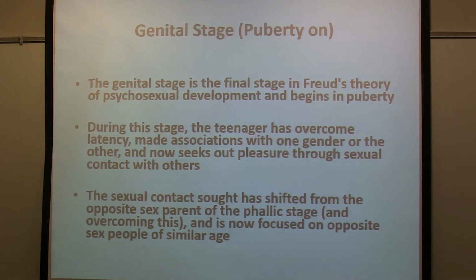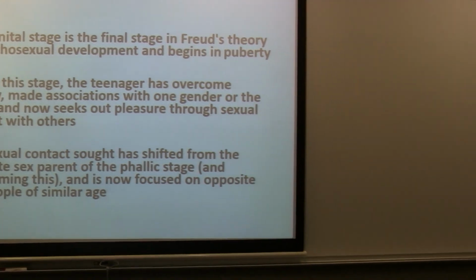The genital stage is actually from the stage of puberty onward. And the genital stage is the final stage that, in Freud's theory, that he discussed. And the teenager has overcome latency and really has begun to make associations with one gender or the other, and now seeks out, after having repressed it in latency, sexual pleasure through contact with others. And the sexual contact sought has shifted from the opposite sex parents of the phallic stage, and overcoming this, it is now focused on the opposite sex people of similar age. And we know that modern theorists would say that also it could be same sex of the same age. But Freud, that's not where Freud was.